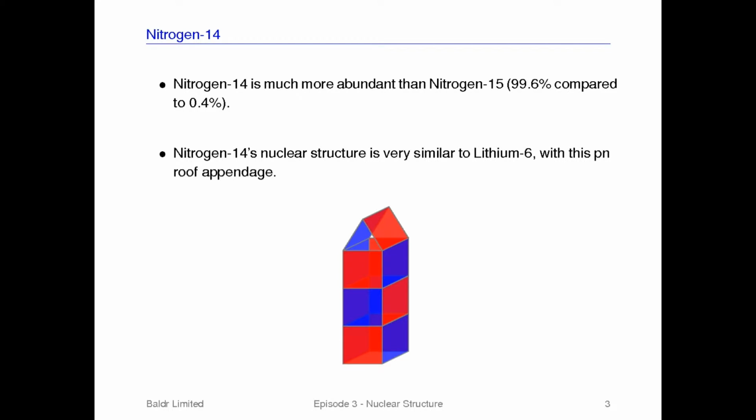Now I showed you in the previous slide nitrogen 15, since that followed the pattern, and nitrogen 15 is a perfectly stable isotope of nitrogen. It just so happens that around here on Earth it's just not that abundant compared to nitrogen 14, possibly because there's a lot of carbon 14 around that's already decayed to nitrogen 14, for example. Now nitrogen 14 follows the same sort of patterns that we showed you with lithium 6, i.e. has this PM roof attached to the top of it.